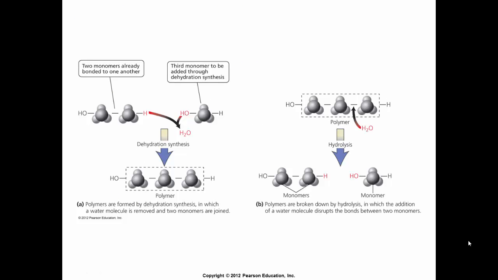This shows an example that two monomers are already bonded to one another and the third monomer to be added through dehydration synthesis. So polymers are formed by dehydration synthesis. So it's synthesizing or making a polymer. A water molecule is removed and two monomers are joined. Dehydration would be the water removal.